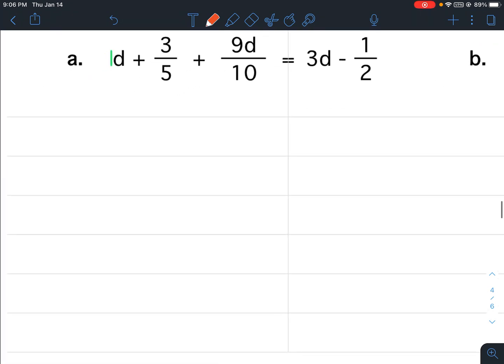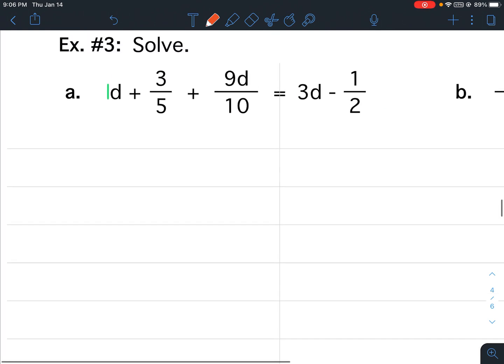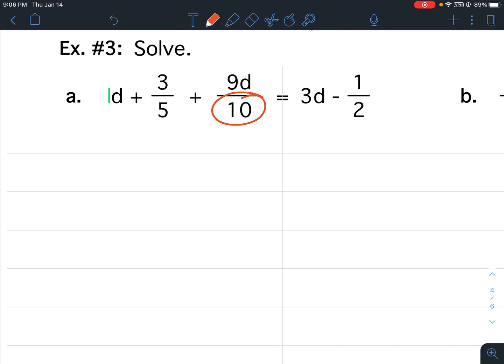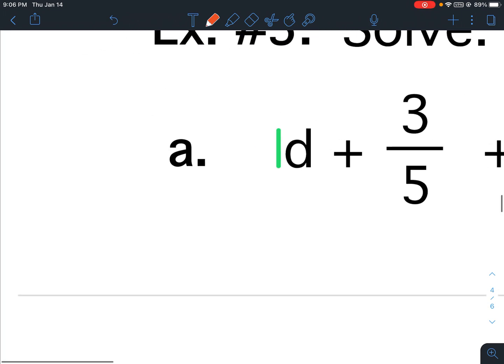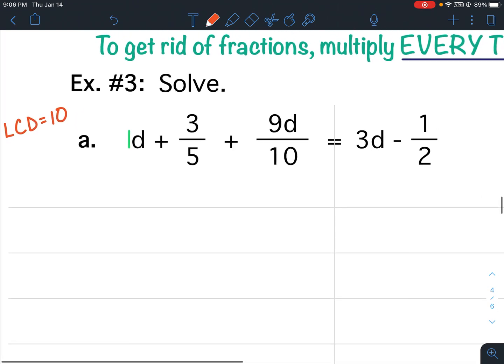So let's look at example 1. My denominators are 5, 10, and 2. So the first question we ask is, do the smaller numbers divide into the larger number? Does 5 divide into 10? Yes, it does. Does 2 divide into 10? Yes, it does. Therefore, that means 10 is our LCM, or our LCD. So our least common denominator is 10. Write that down. Now, we're going to multiply every single term times 10.